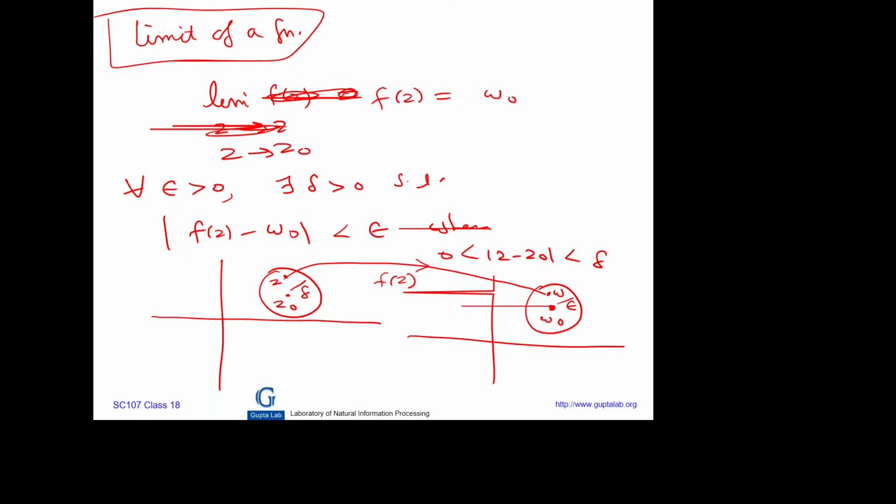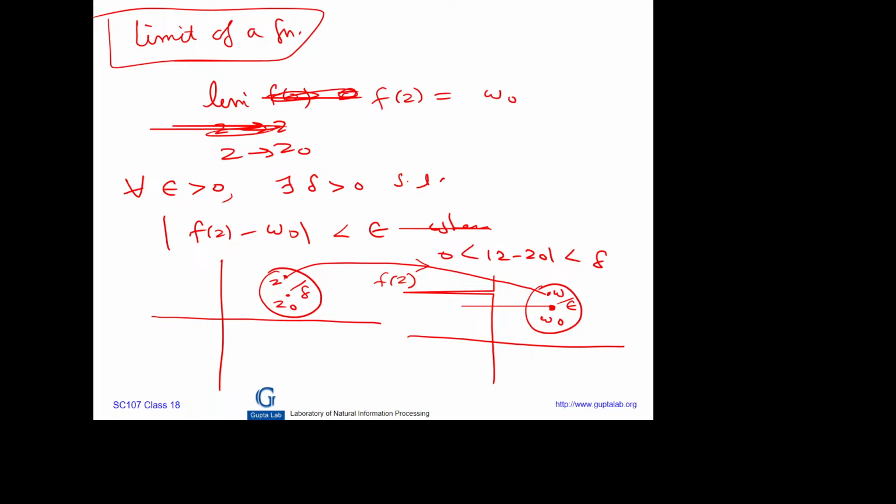Okay, so this was an example where the limit exists. What about when the limit does not exist? Suppose f of z is equal to z divided by z bar. I have to find the limit as z tends to 0. Does it exist?